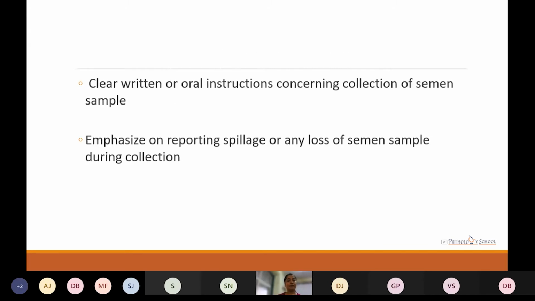Clear written or oral instructions concerning the sample collection should be given to the patient, and we should emphasize preventing any spillage of the semen sample. The whole of the semen sample should be collected, because the first part of the sample is the most concentrated and contains the major amount of spermatozoa.